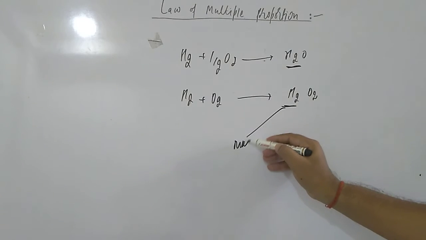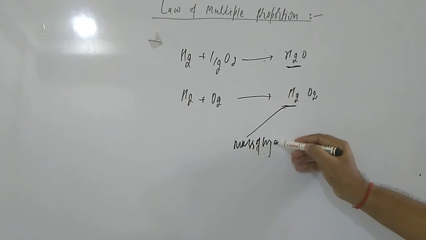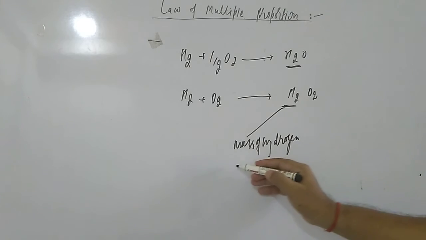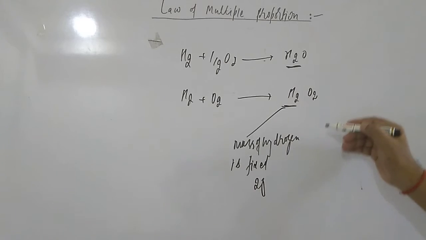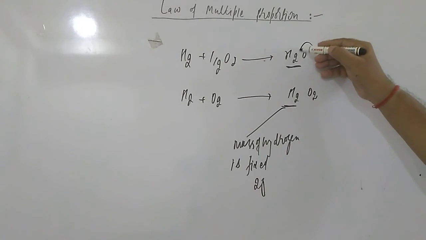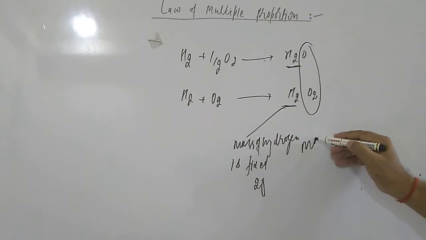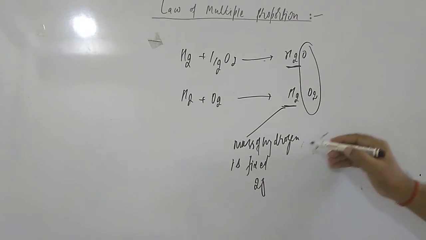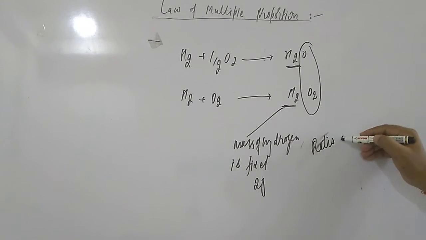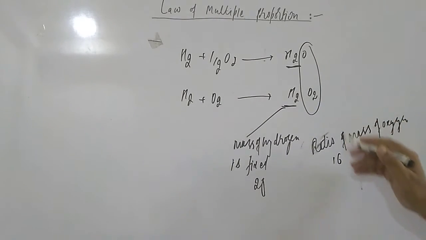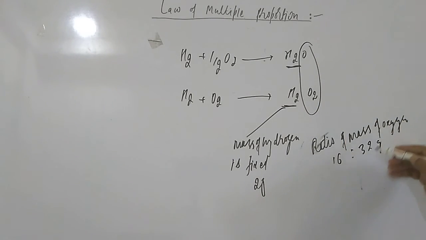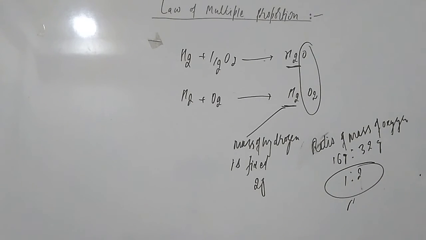What is the mass of hydrogen, student? Mass of hydrogen is fixed. How much? That is 2 gram. So that is fixed. Now we are going to check the ratio of mass of oxygen. Here you see the ratio of mass of oxygen. How much is there, student? That is 16 gram here, and here is 32 gram. So what is the ratio? 1 ratio 2. So this is the simple whole number ratio.